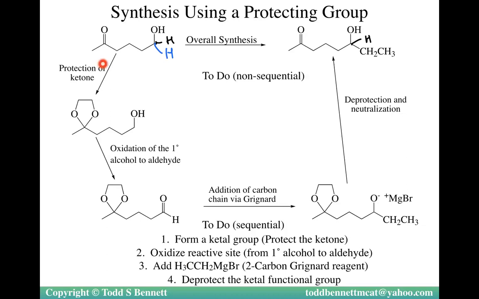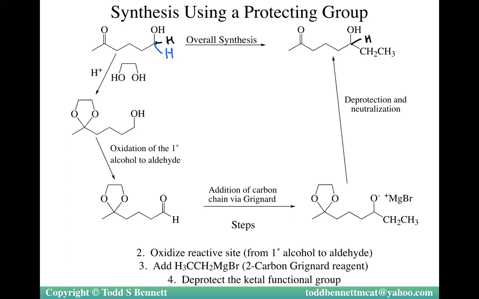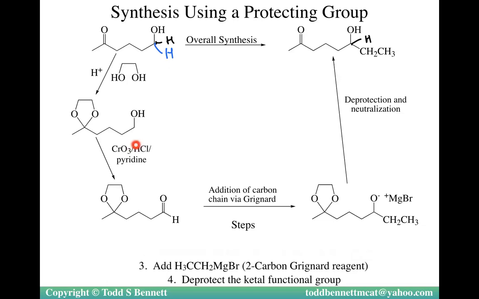So if you recall, protecting the ketone requires a vicinal diol. So first step, vicinal diol in the presence of acid and no water. Second step, I want to stop it at the aldehyde, so I use PCC, pyridinium chlorochromate, Collins reagent. I'm going to then add a Grignard in this step, so the CH2CH3 with an MgBr has to come in.